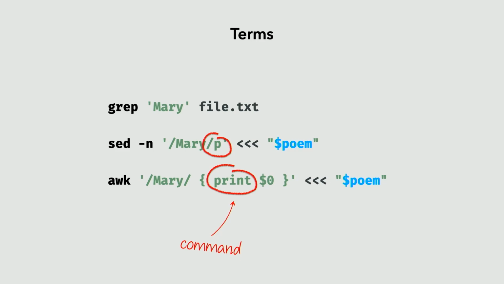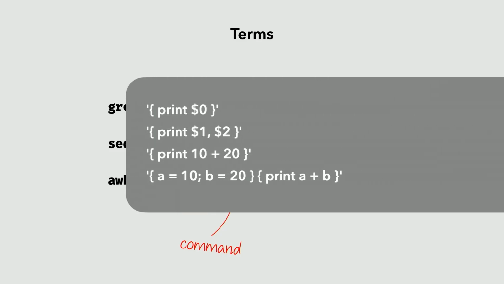Awk, for the most part, has pretty much one command, and that's to print. And you'll always find it inside curly braces and single quotes like you see here. But its print is pretty powerful. We can tell it to print $0, or the entire line that was matched by my pattern. Or we can tell it to print $1, $2, just the first word or the second word of that entire line that matched my pattern.